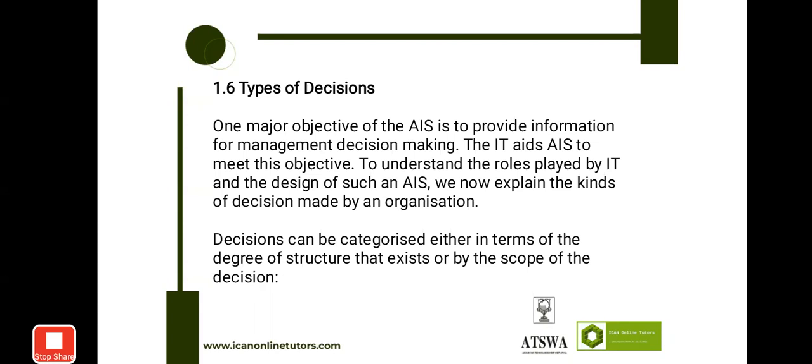Now, these decisions can be categorized either in terms of the degree of structure that exists or by the scope of the decision. So now, to understand the roles that have been played by IT and the design of AIS, we now have to explain the kinds of decisions that organizations make. And these decisions are made possible because of the contributions played by information technology and the design of the accounting information system.